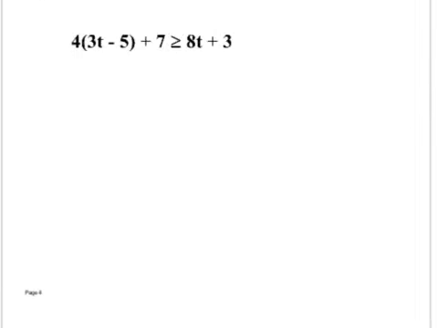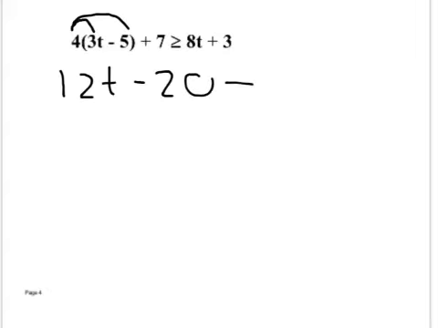Write this down, guys. 4 times 3t minus 5 plus 7 is greater than or equal to 8t plus 3. First thing I do is distribute the 4. That leaves me with 12t minus 20 plus 7 greater than or equal to 8t plus 3.